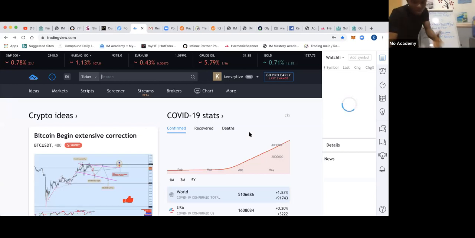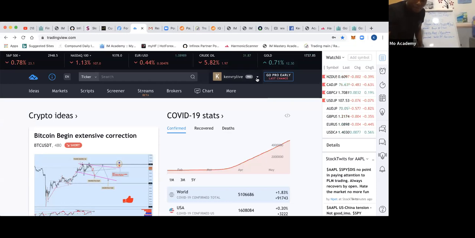Okay, so if you have a Google account attached to your phone, you can just use your Google account to sign in, or you can sign in with Facebook, or you can create a username and a password. You get in, right? I'm a pro member as well. We use some of the features, that's why I'm a pro.